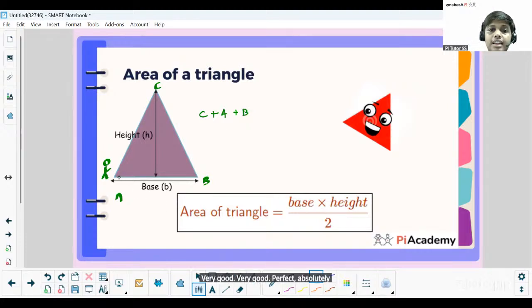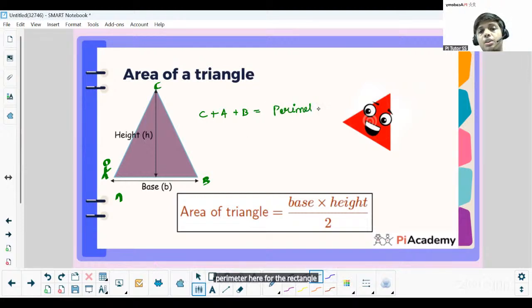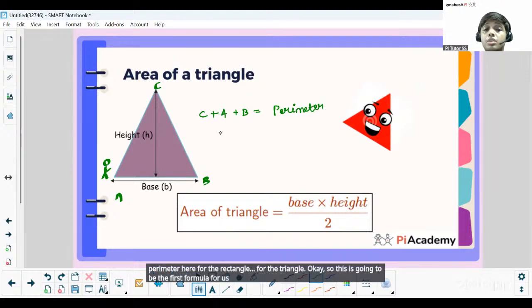So I need to add the length of the sides A, B, and C to get the final perimeter here for the triangle. So this is going to be the first formula for us. Perimeter of a triangle is equal to the sum of all of the sides of the triangle.